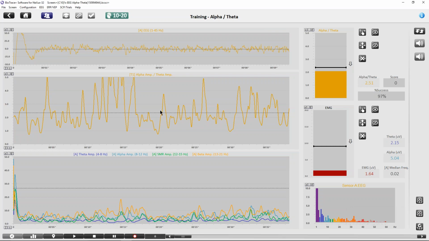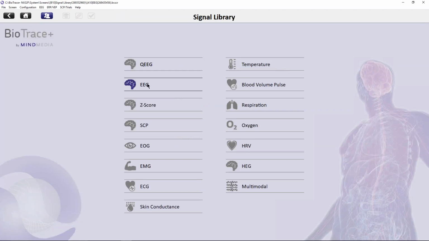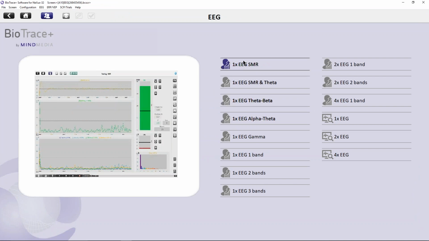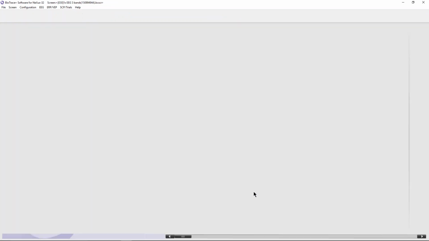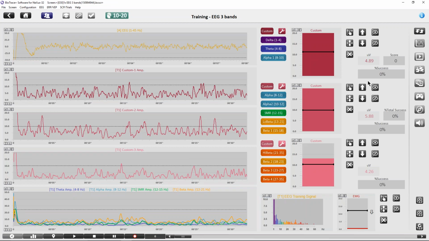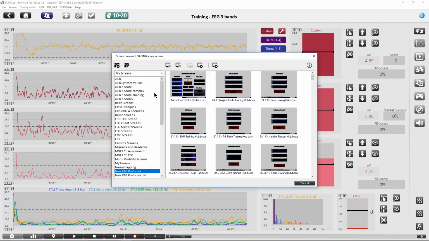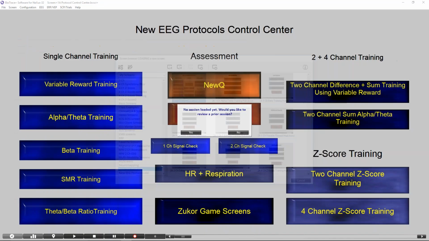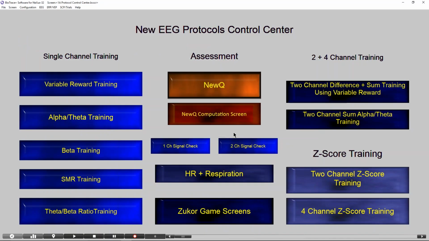Well, ideally, what we're going to be doing in the future is, for example, having some of these that are basic screens that will work for just about anything. For example, this single channel 3-band screen will work for any reward and any inhibit combination with a single channel. The thing that Mind Media doesn't have that I have are these weird 2-channel difference in sum training, 2-channel alpha theta training.